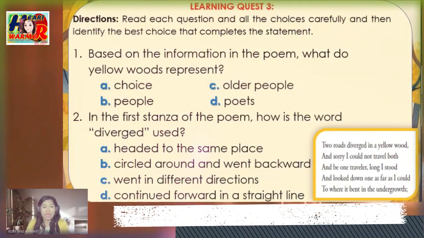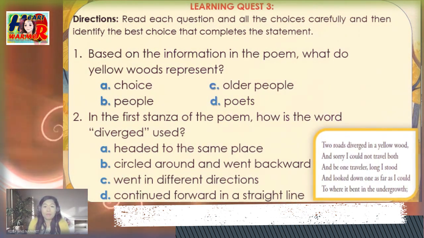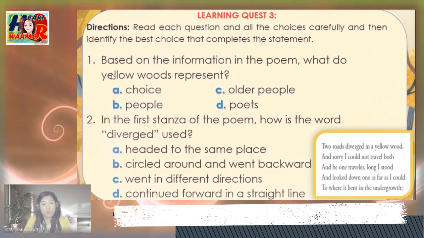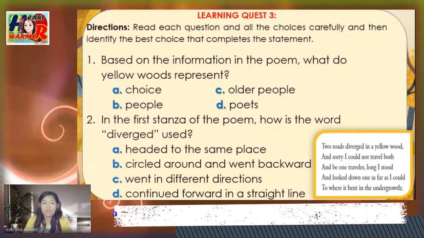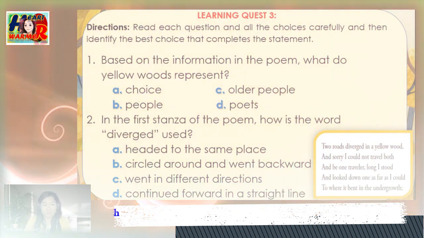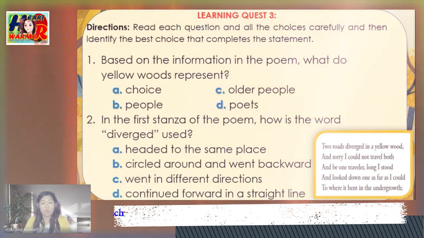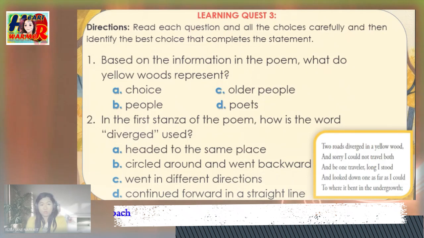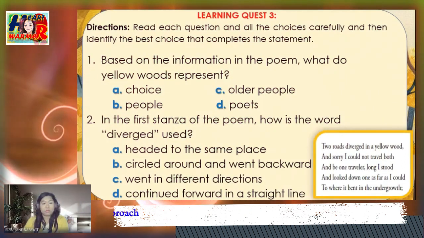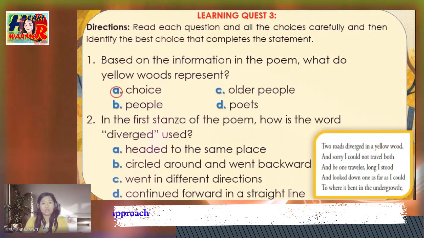Now, let's answer each of the following questions by choosing the best among the choices carefully. Let's begin with number 1. Based on the information in the poem, what do yellow woods represent? As you have seen in the first line, two roads diverged in a yellow wood. So what do you think? Is yellow woods referring to choice, people, older people, or poets? Okay, if your answer is A, then that is correct.